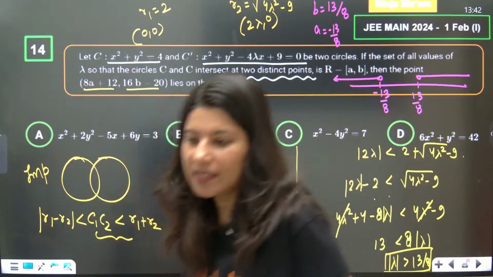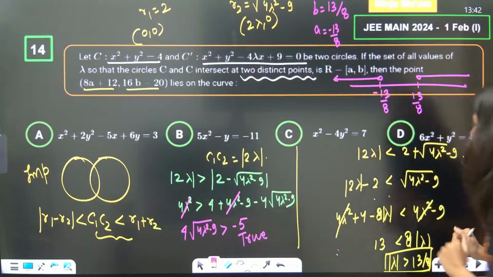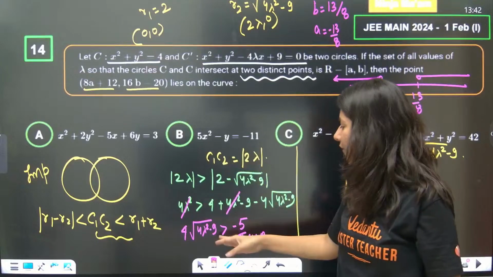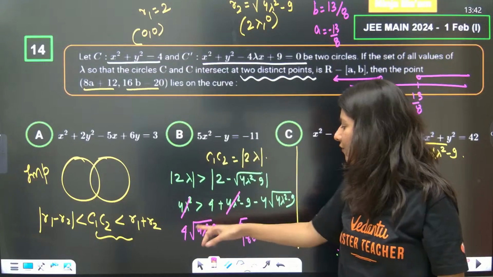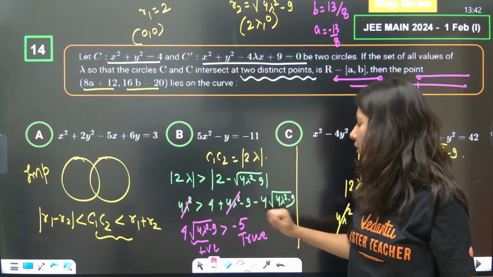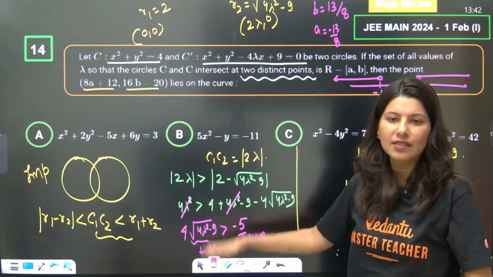Okay? Yes. So what we did is, first inequality, we wrote it over here. Shifting minus 2, squaring both the sides, you will get this. Second inequality, we tried to do that. We realized that 4 times square root, this is always positive, no? And this is always negative. So positive is always greater than negative. This is true. So this is not giving me anything.